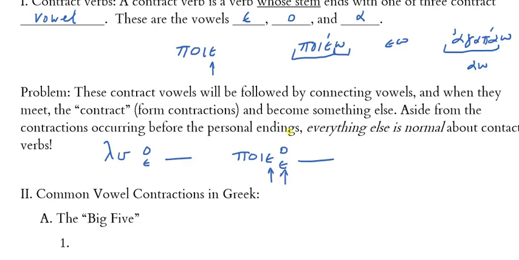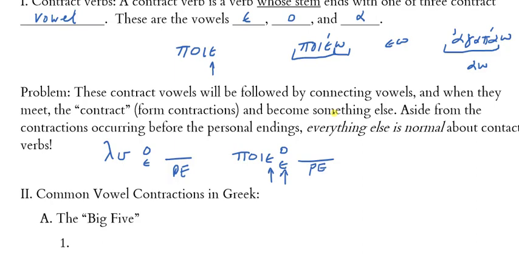Aside from the contractions occurring before these personal endings, so I'll abbreviate that with PE here, okay? Everything else is going to be normal about contract verbs. They are going to use the same personal endings, those same inflectional endings for the present active indicative that you've already learned. So I'm not asking you to learn new endings. I'm just asking you in this chapter to recognize that there are going to be some funky little vowel changes before the personal endings that you've just learned. Okay? The good news here is that you'll still be able to parse your contract verbs for the most part by looking at the endings.